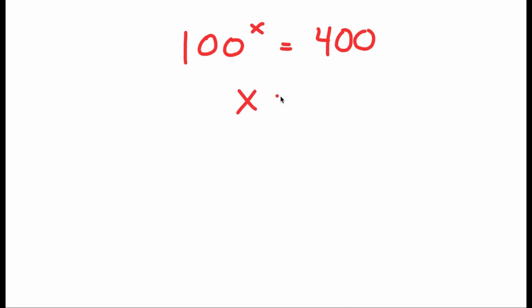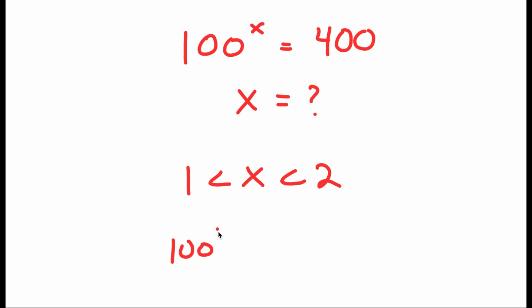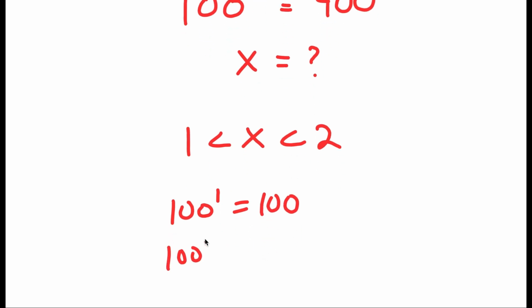Alright, so in this video, I'm going to solve an interesting exponential equation. So my equation is 100 to the power of x is equal to 400, and I want to find the value of x. So we see that x is going to be in between 1 and 2 because 100 to the power of 1 is 100 and 100 to the power of 2 is 10,000.